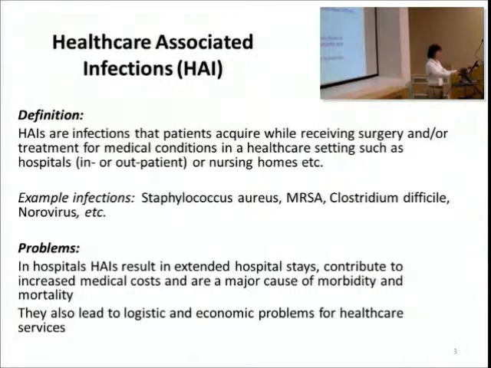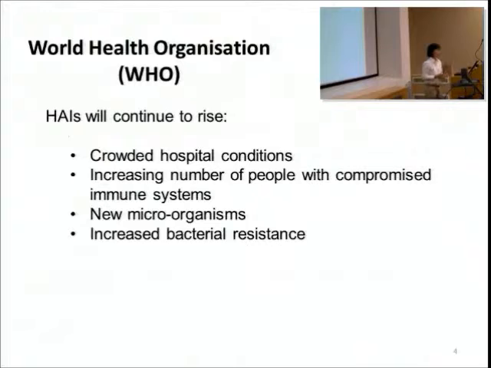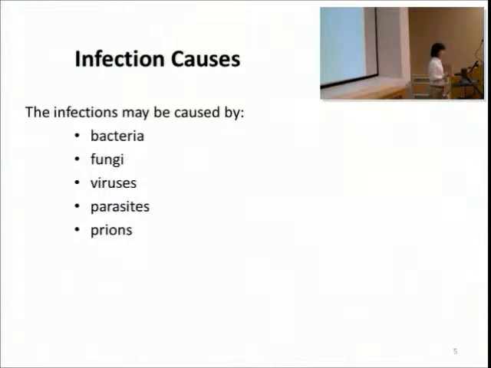The healthcare services have logistic and economic problems in managing these infections. The World Health Organization said that this will continue to rise because our hospitals are always crowded. We have more and more people with compromised immune systems. We also have new microorganisms and increased bacterial resistance. So it is a big issue. The infection can be caused by bacteria, viruses, and fungi. So there are a lot of different causes.